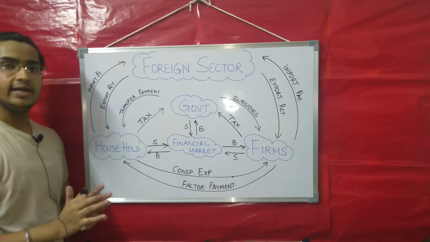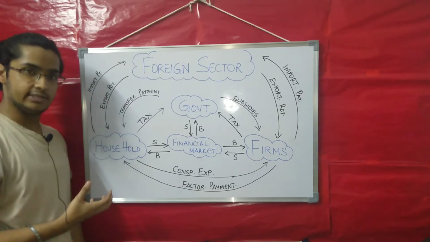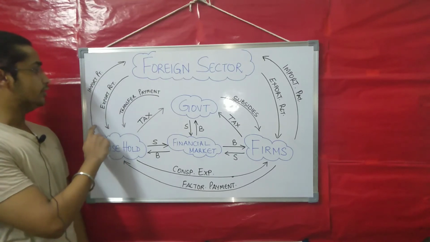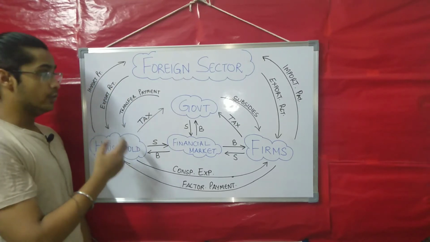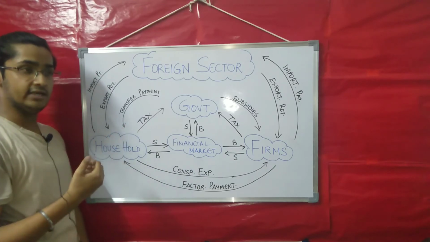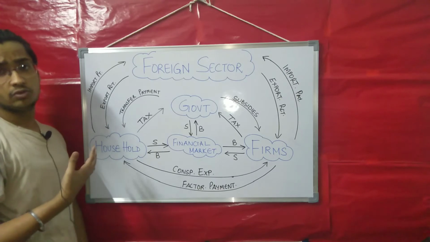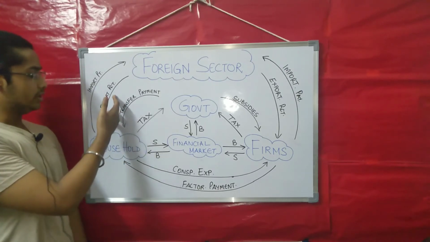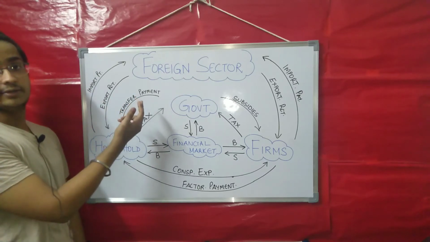In other words, you can understand that when the household sector imports anything from the foreign sector, the household needs to give import payment, whereas when the foreign sector needs to have something from the household, that is when we families or society export anything, we get export receipt from the foreign sector.